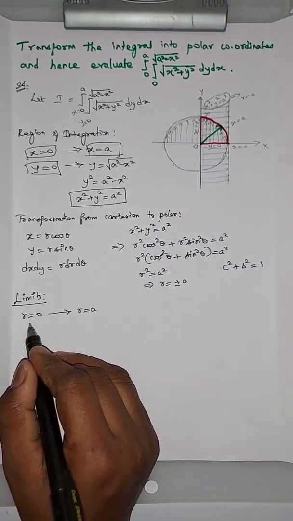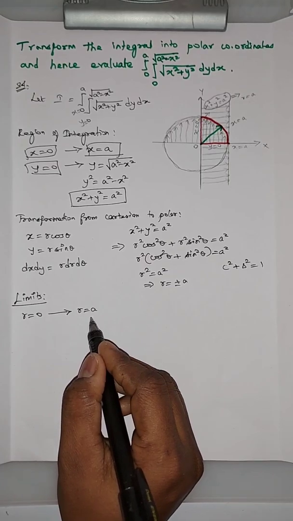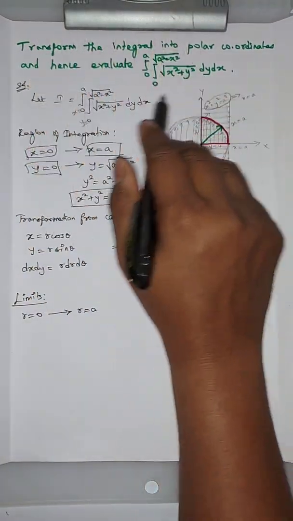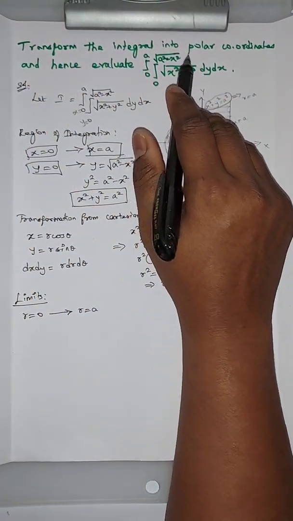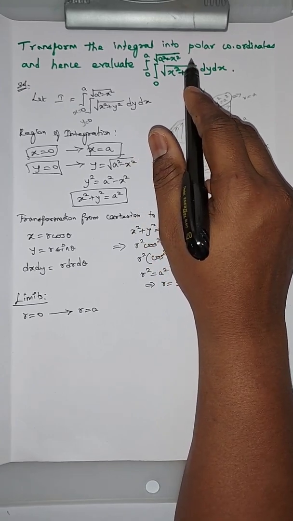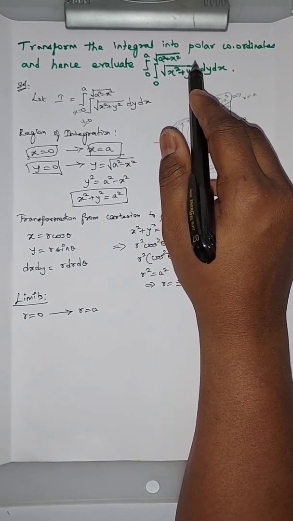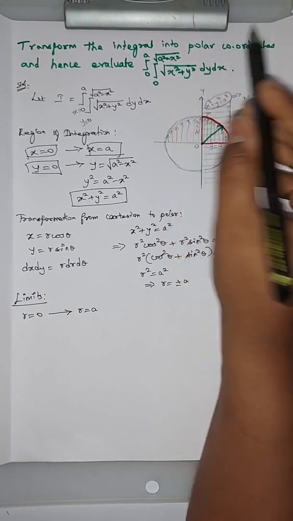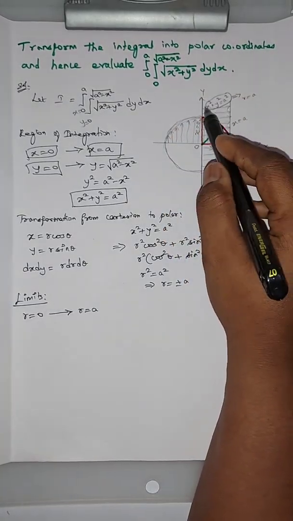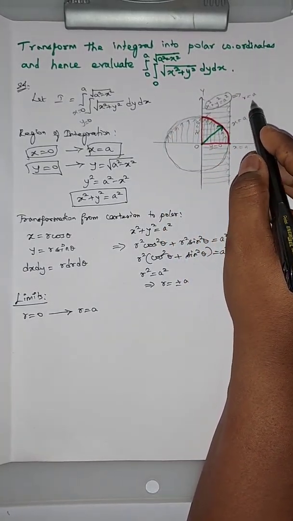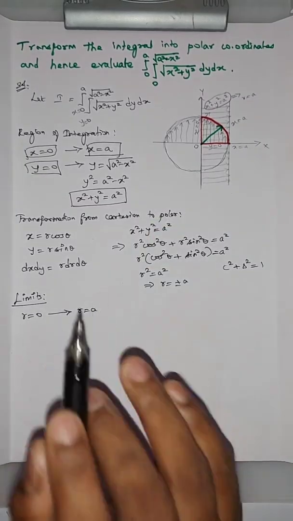So r goes from 0 to r equal to a, because our question is to transform the complete integral into polar. Everything, all the limits as well as the integral function, should be in polar form, r and theta. So we have converted the equation of the circle into polar form, r equal to a. So the limit of r is over.